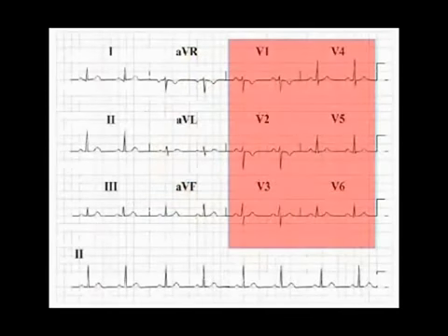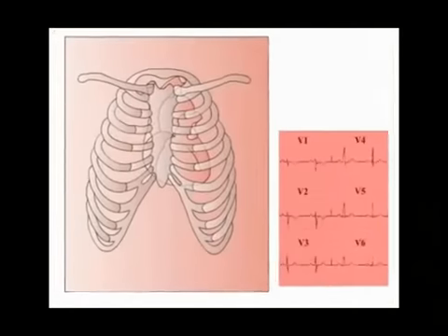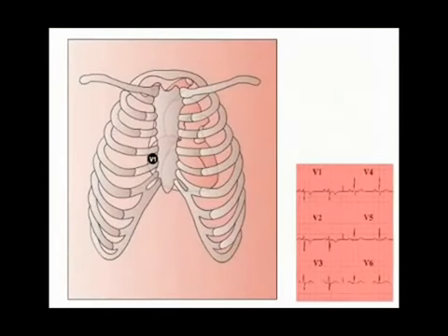These 6 leads, V1 to V6, are placed on the surface of the chest wall in an arc, from V1 in the fourth right intercostal space to the right of the sternum, to lead V2 in the fourth left intercostal space to the left of the sternum, and then at roughly equal intervals to lead V6 in the fifth left intercostal space in the mid-axillary line.